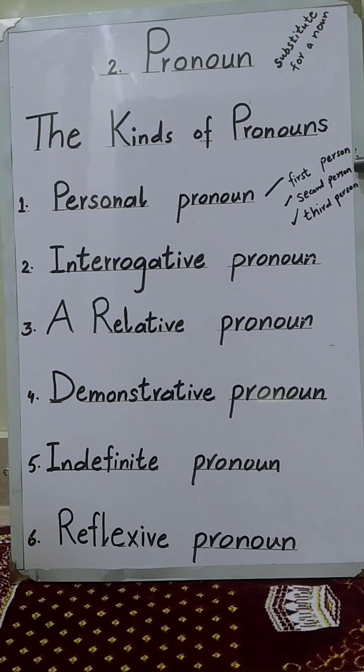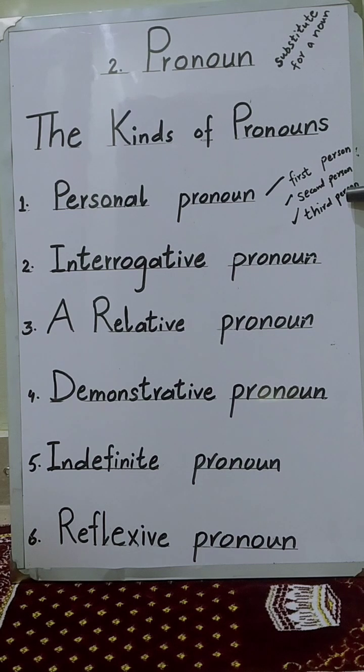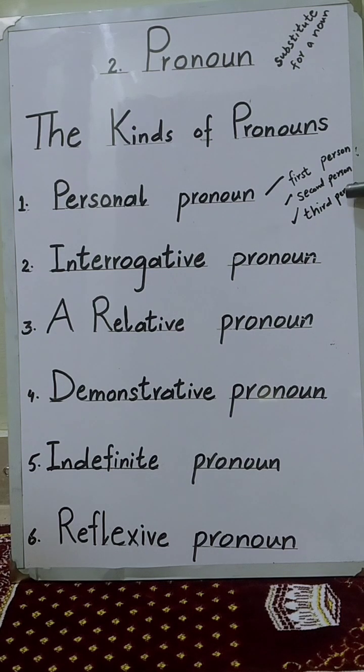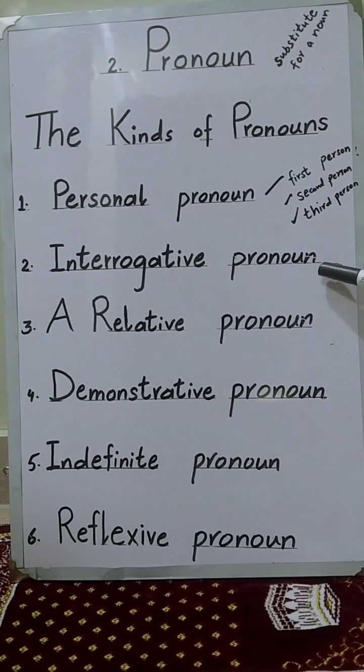Who is the second person? The person spoken to. For example, you, your, yours, yourself, yourselves. And what about the third person? The person spoken of. For example, he, him, his, himself, she, her, hers, herself, it, its, itself, they, them, their, theirs, themselves. Right?